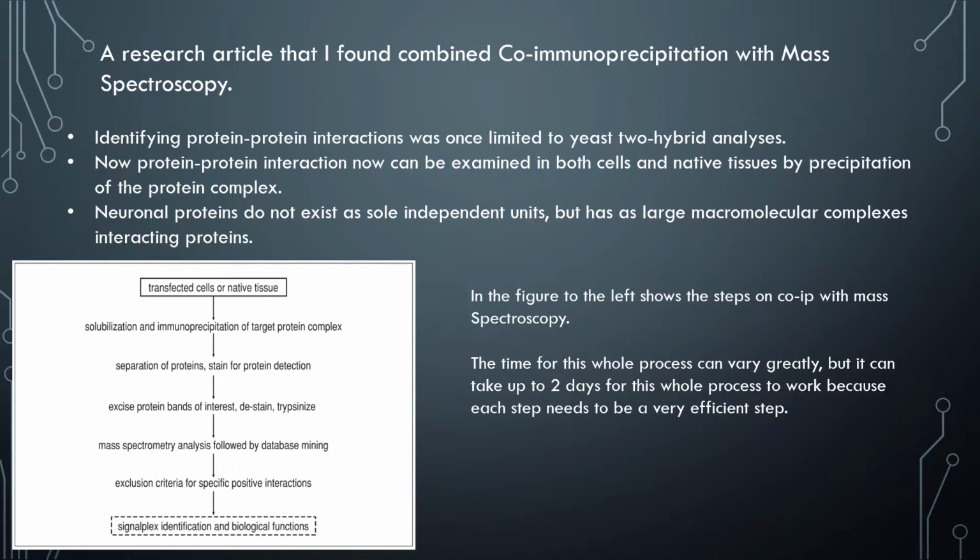So it's the same thing as just the plain co-IP, but they add the mass spectrometry to get a better idea of what's in the protein. And this process could take up to 2 days, depending on the steps, because each step needs to be very efficient. So it depends on the proteins that you're looking for.